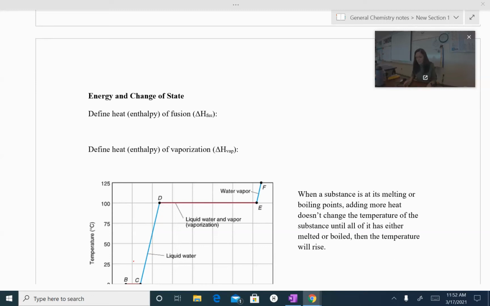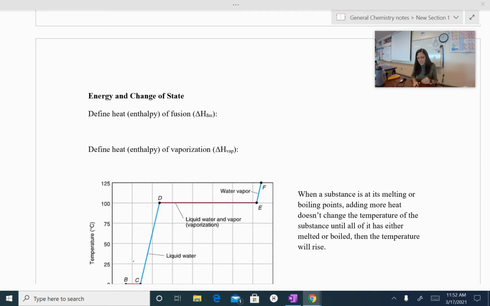All right, Gen Chem, we are going to talk about energy and change of state, and we're going to look at some energy diagrams, and then we are going to talk about some phase diagrams and learn how to read those as well. So today on these energy and change of state diagrams, we're going to really look at what it takes to change the phase of a substance.